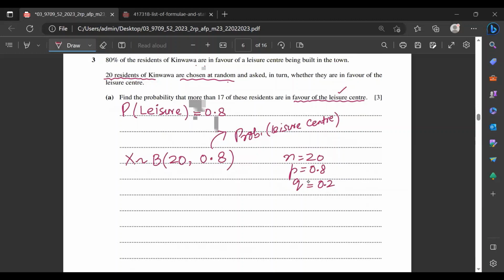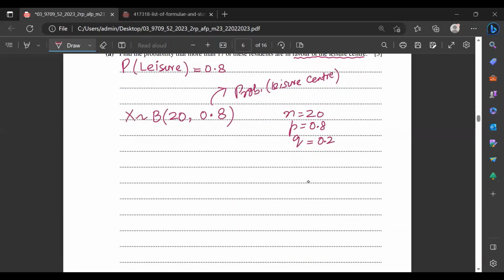Find the probability that more than 17 of these out of 20 are in favor of the leisure center. So this is the question. Probability of X more than 17 means probability of X equals 18 or 19 or 20.